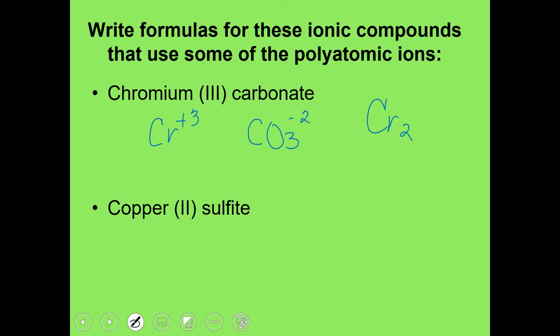Here's the difference, though. Where I did that aluminum oxide and I just wrote Al2O3, here, because the carbonate is a group, I have to put it in parentheses before I list the 3. So it's still a 2 to 3 ratio of the ions. It's just the carbonate is a group, so I have to put it in parentheses. Okay.